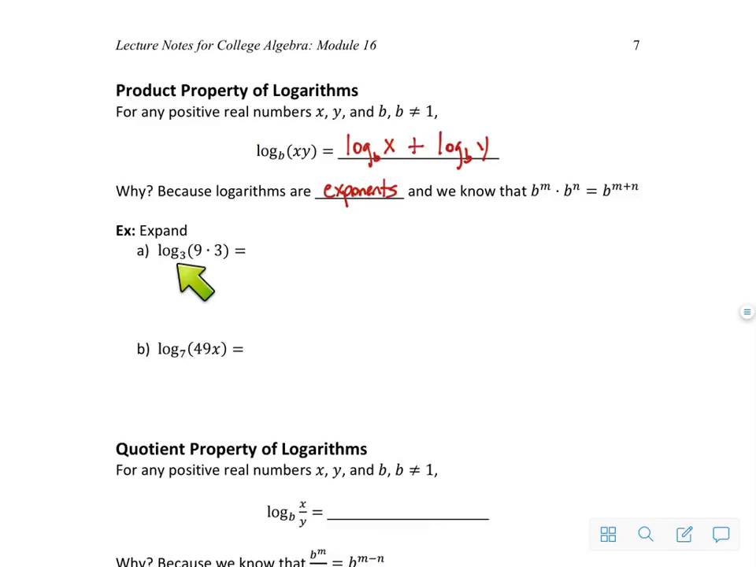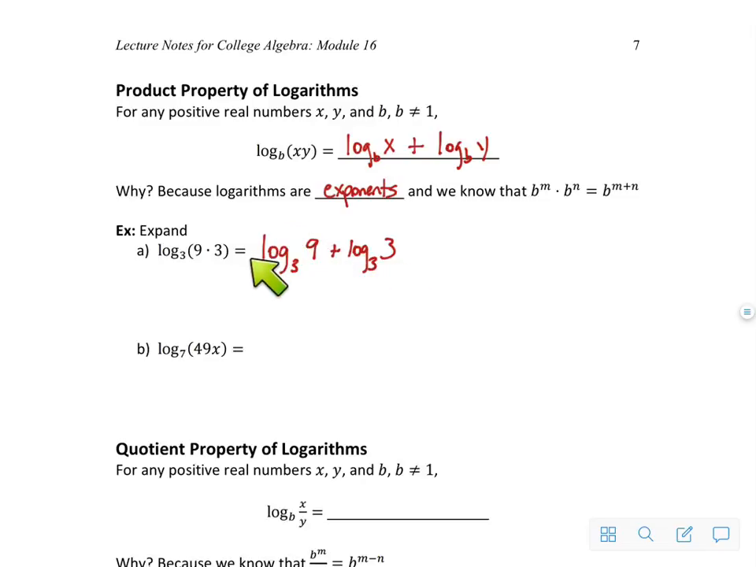So take log base 3 of 9 times 3. This product inside here, I'm going to split this log into two logs added together, with the first one being log of 9 and the second one being log of 3. Looks like this. Log base 3 of 9 plus log base 3 of 3. That the value of this logarithm is the sum of these two logs.